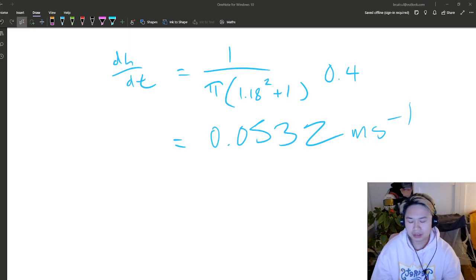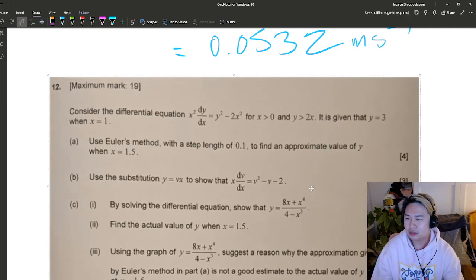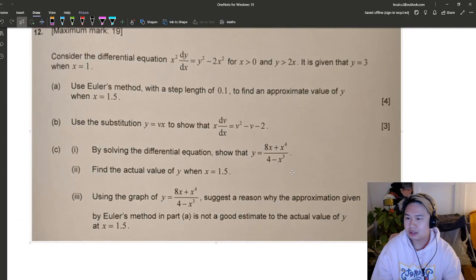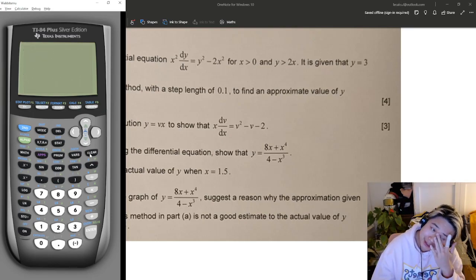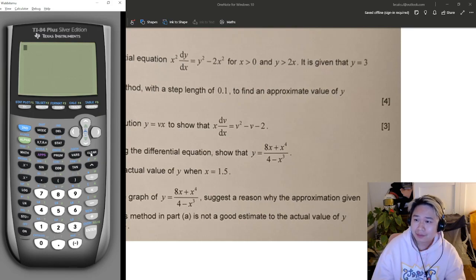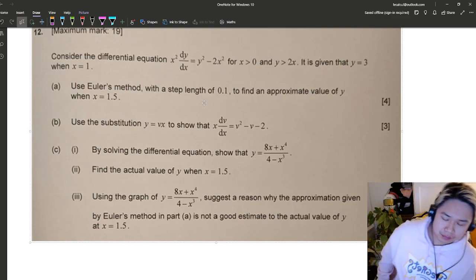No, there is one more. Okay. Differential equation. Euler's method? What the hell? Give me a second to remember what Euler's method is. Newton's method is finding x-intercepts. But I think, yeah, oh yeah, this is similar, okay.